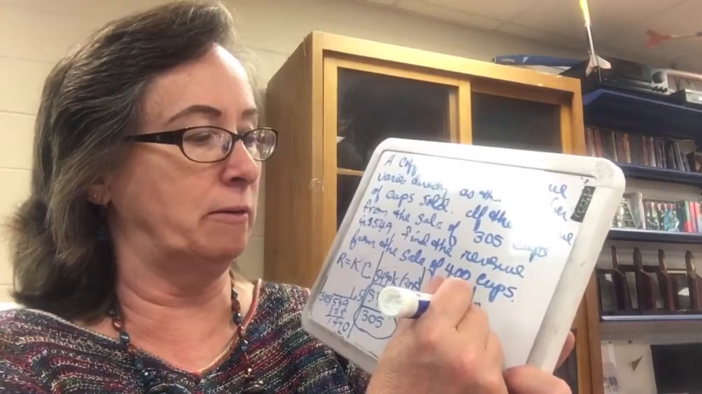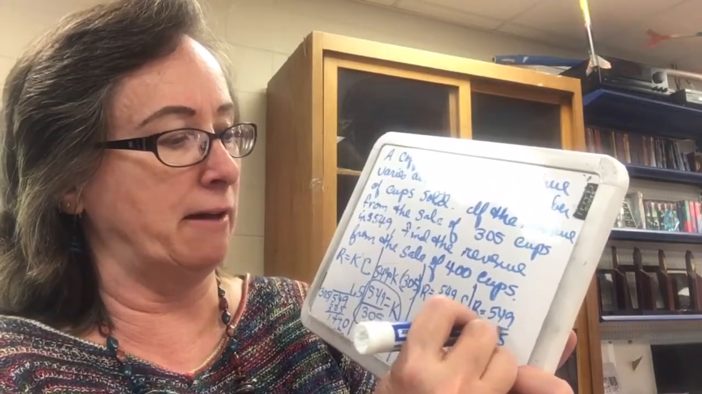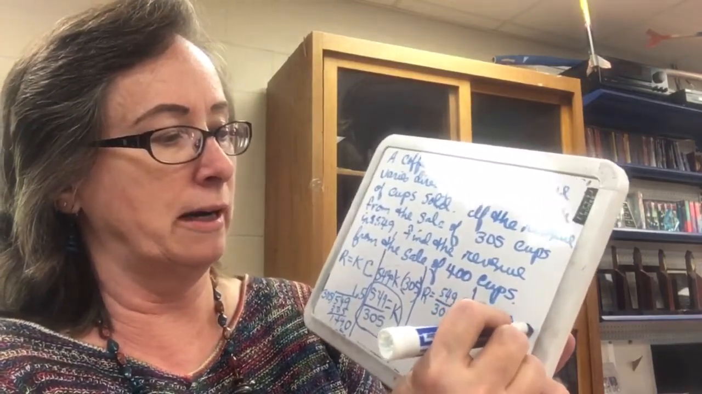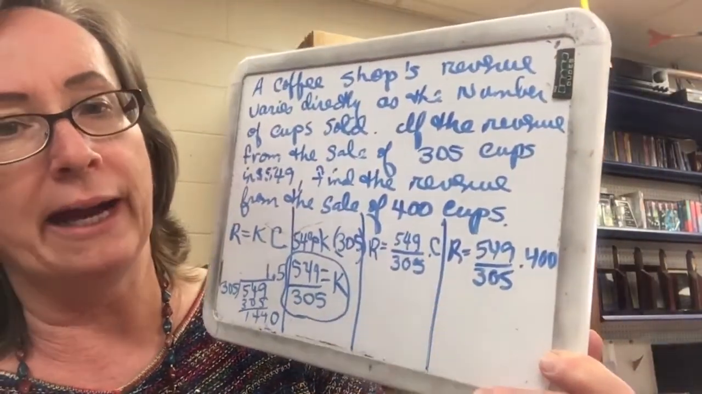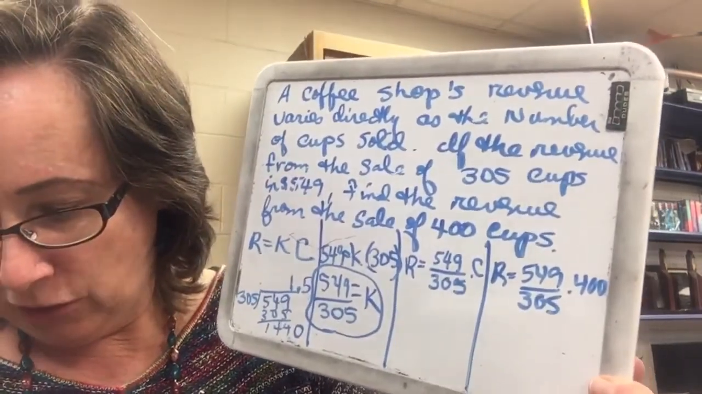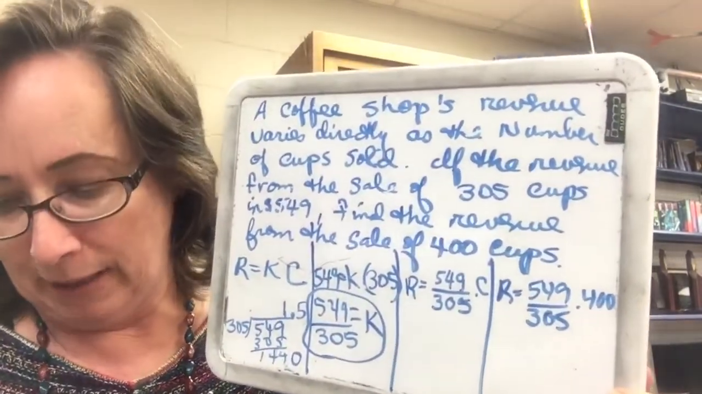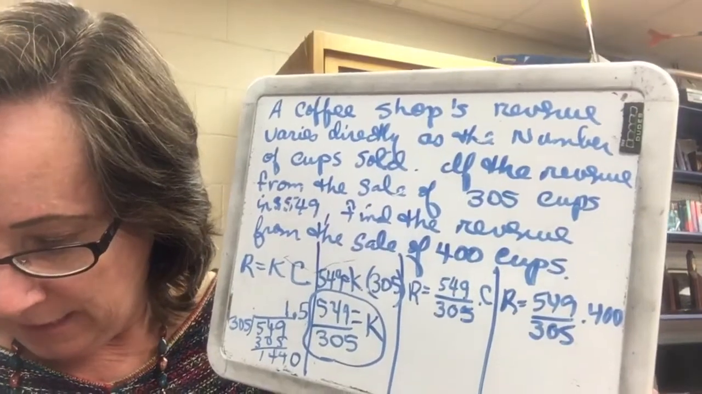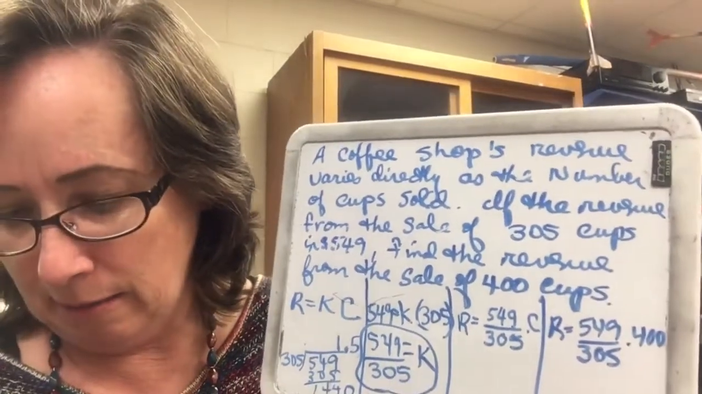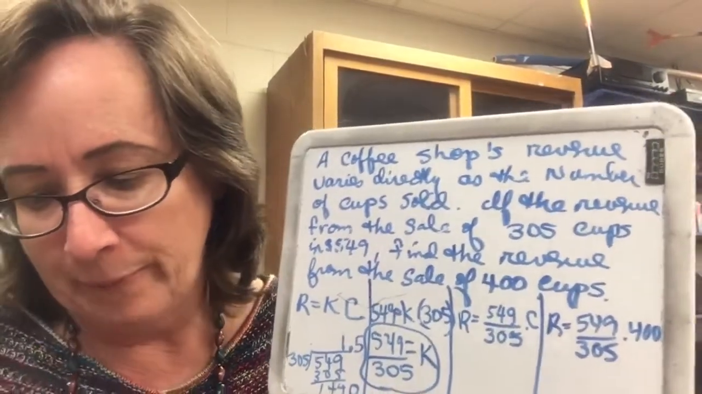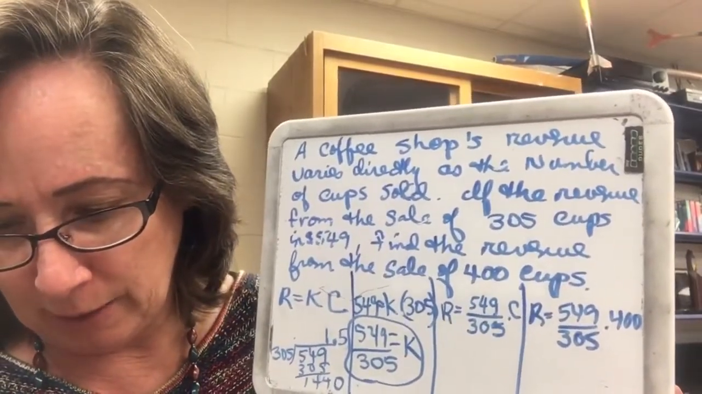So now I get revenue is 549 over 305 times 400. Okay, so now when I crank that all up, then I should get, I have the answer in here, so I give you the answer even though I don't have my calculator right now to figure it out. And my answer is coming as soon as I look up the answer. Get your calculator and figure it out while you're waiting on me.